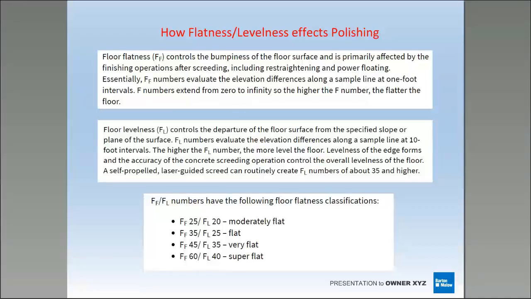The floor levelness, the FL, is basically the slope of your slab, how level your slab is. You put the numbers together, and you can see right here: moderately flat, flat, very flat, and super flat is anything of an FF60 or higher, an FL40. It amazes me, on a lot of these slabs, everybody wants that FF50 to polish. I can tell you just from experience, if you give me a 35 or a 45, I'm more than happy. Should be easy to polish.